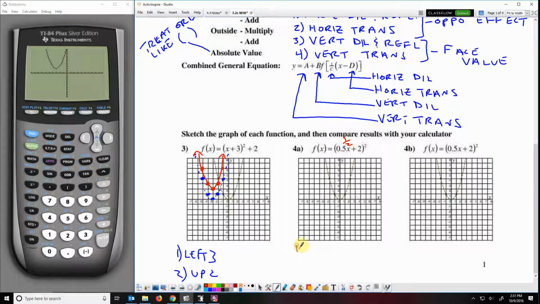And when you do a horizontal dilation, it is by the reciprocal. So horizontal dilation by 2. So that means every x value gets doubled. An x value of 0 is going to stay 0. An x value of 1 is going to become a 2. Negative 1 is negative 2. An x value of 2 becomes 4.